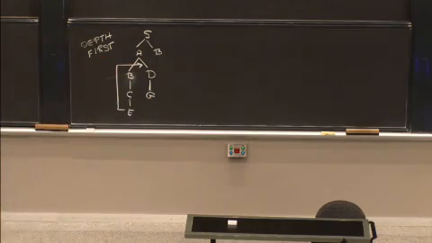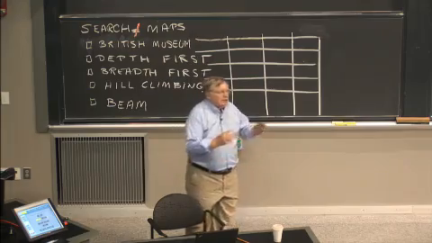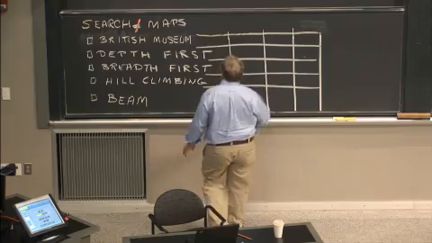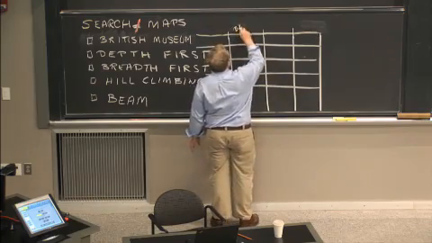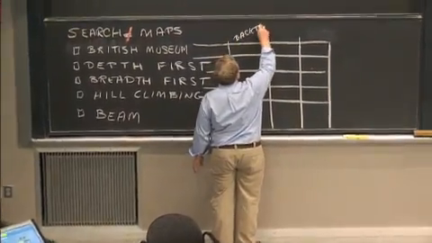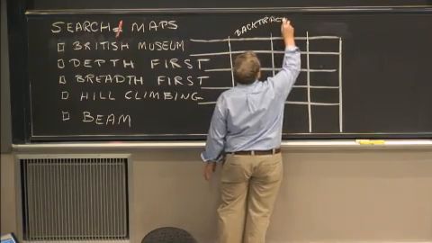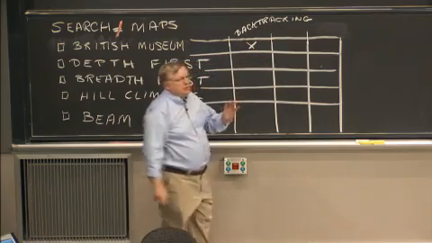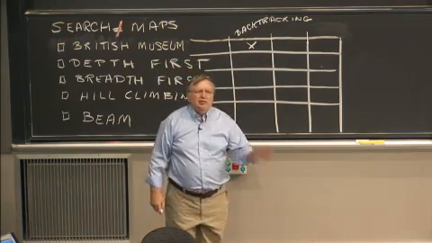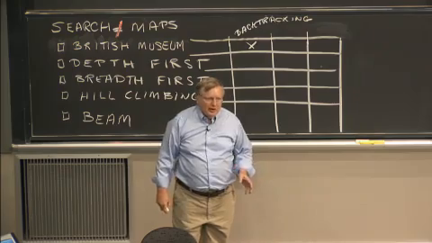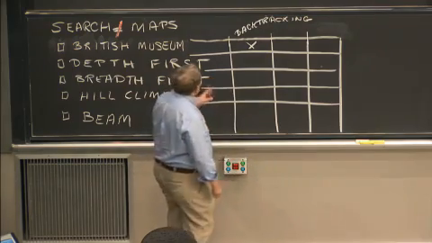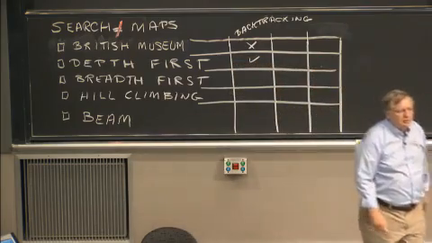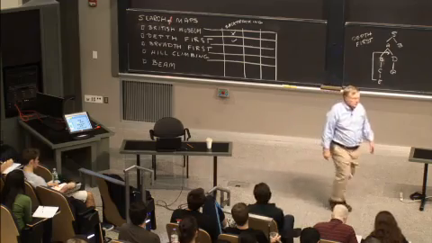So we're going to make a little table here of things that we can embellish our basic searches with. And one of the things we can embellish our basic searches with is this backtracking idea. Now, backtracking is not relevant for the British Museum algorithm because you've got to find everything and you can't quit when you found one path. But you'd always want to use backtracking with depth first search because you may plunge on down and miss the path that gets to the goal.